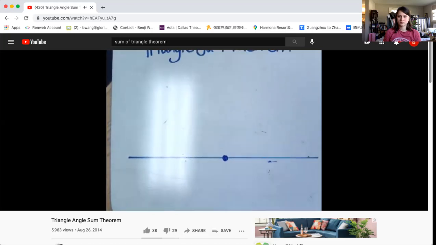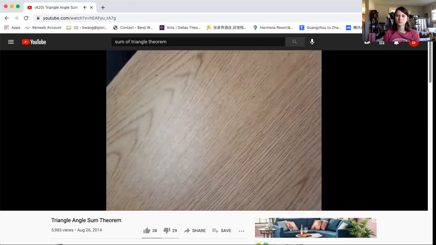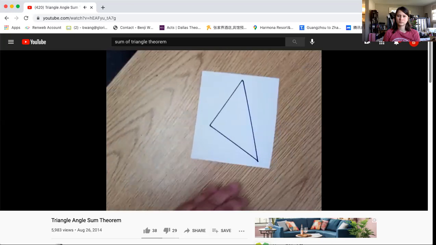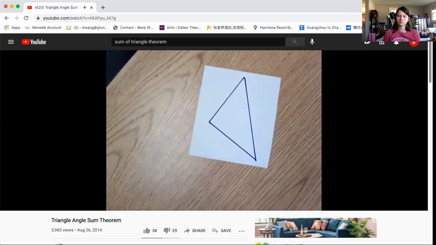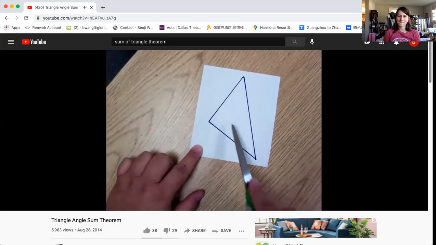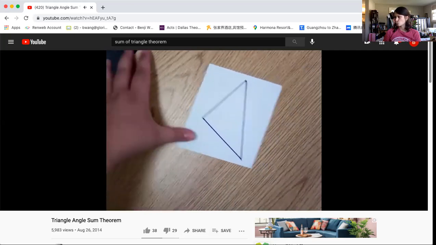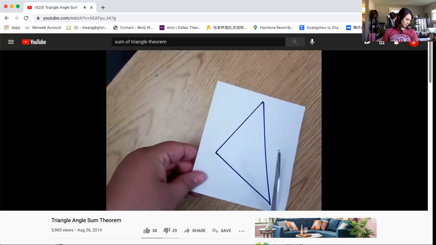Okay, so assuming you believe that a line measures 180, I have made a triangle. It doesn't matter what kind of triangle I drew. Mine ended up looking like a right triangle, but it could look like any kind of triangle. And I'm going to prove to you that these measurements add up to 180 without ever measuring any of them. Here's how I'm going to do it. First, I'm going to cut out my triangle.